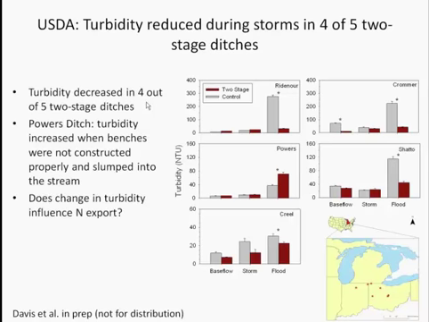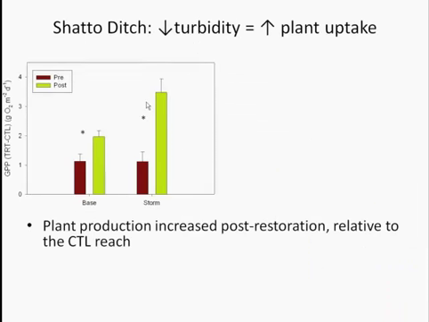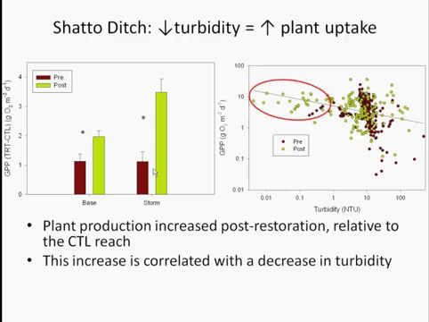So we're encouraged by this decrease in turbidity, but we're going to link it back to N export. As I mentioned at the beginning of the talk, we hypothesized that if we decrease in-stream turbidity, we might increase in-stream plant production. And indeed, that is what we found. So we're going back to Shadow Ditch here, and we have plant production comparing pre-restoration and post-restoration, and we see an increase. And that increase is correlated with a decrease in turbidity. So the lower the turbidity, the higher the primary production, basically.